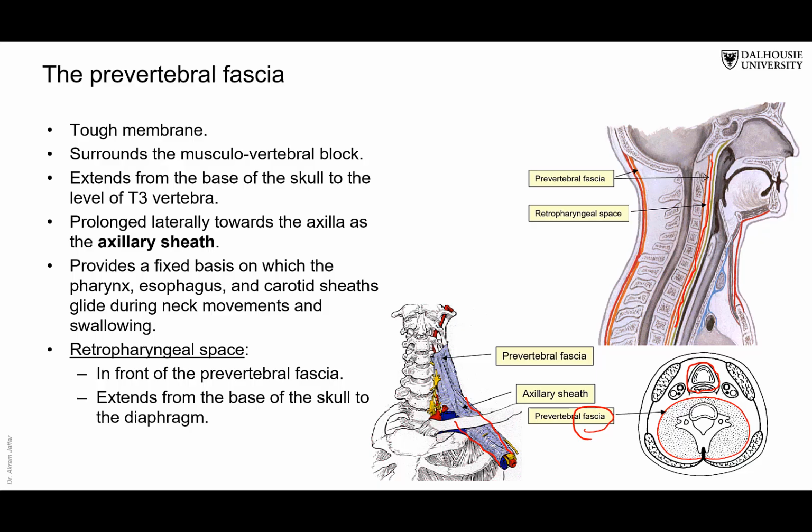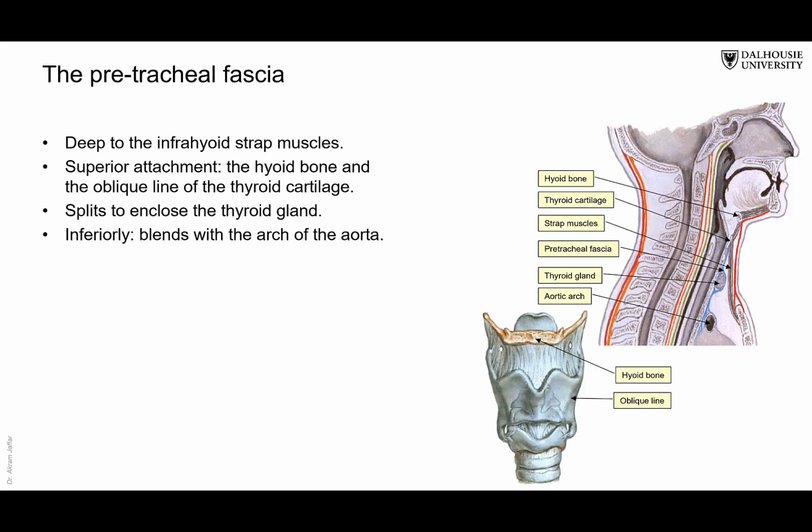the infection can spread. Also, you can see here that the pretracheal fascia, this blue fascia here that surrounds the thyroid gland, is connected superiorly to the hyoid bone. And because it is connected to the hyoid bone, which moves with swallowing, it's going to pull up on the thyroid gland. And that's why a lump in the neck that is related to the thyroid gland, an enlargement, moves with the swallowing.